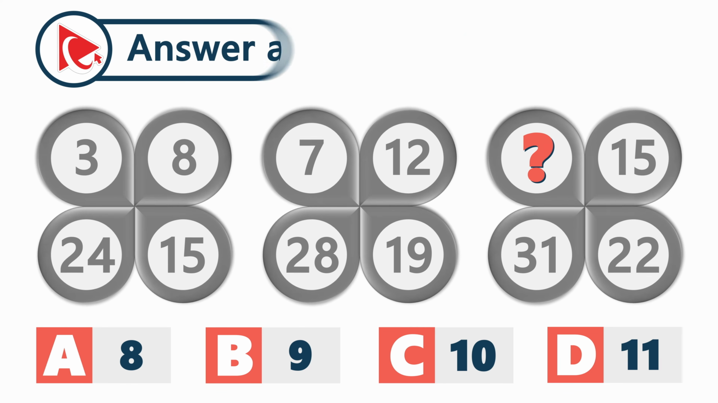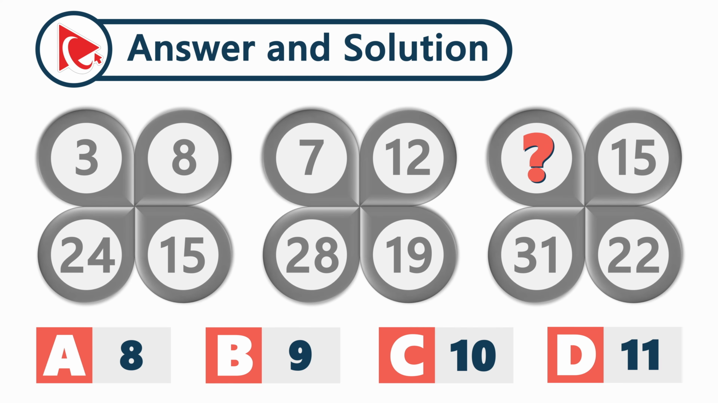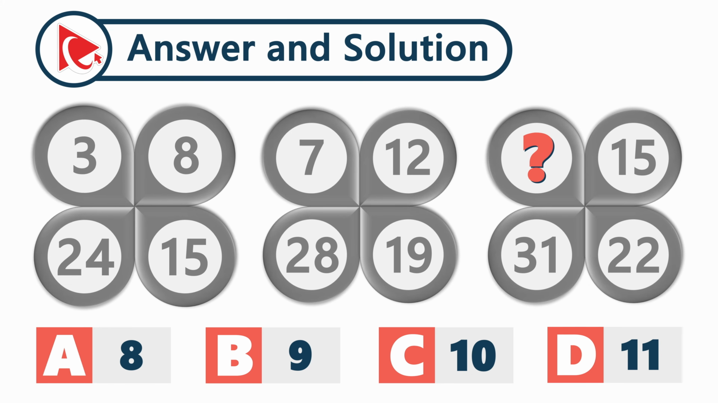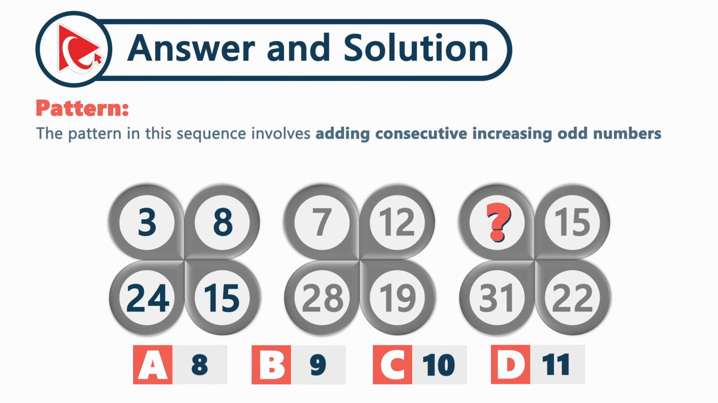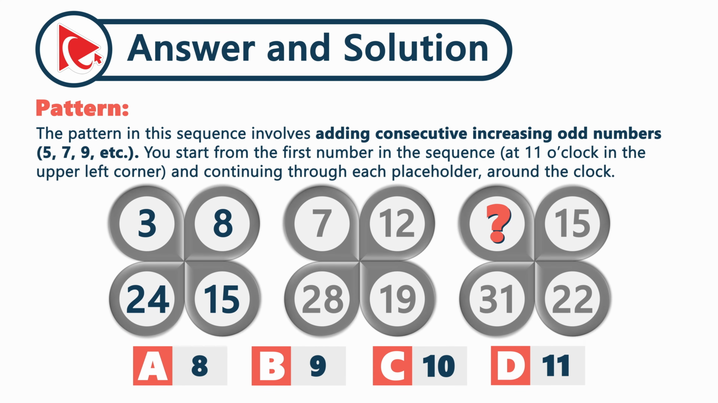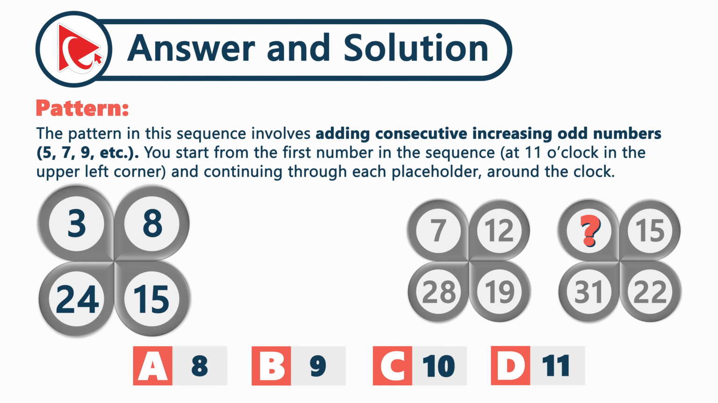As you might have guessed correctly, numbers in a shape represent the sequence. Let's look closely at the first shape. The sequence starts at 11 o'clock with number 3. Then it goes around the clock, 3, 8, 15, and 24. And the pattern in this particular sequence involves adding consecutive increasing odd numbers like 5, 7, and 9. Let's look at the example to better understand it.